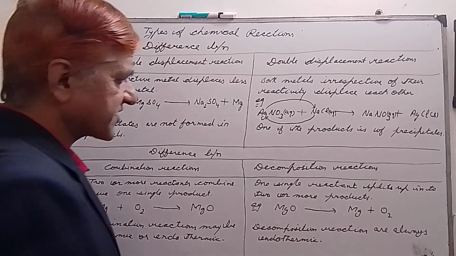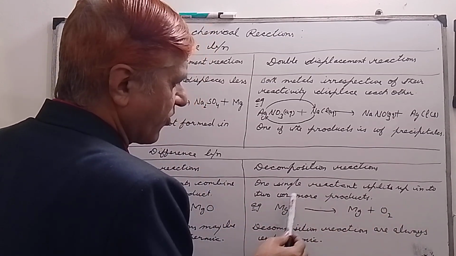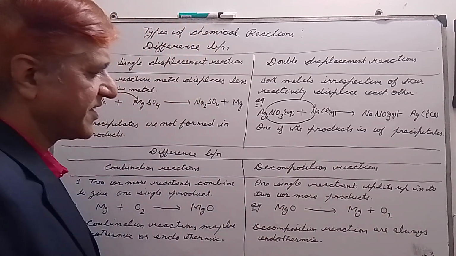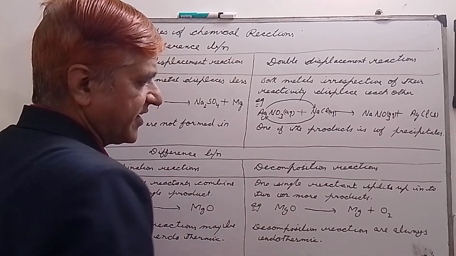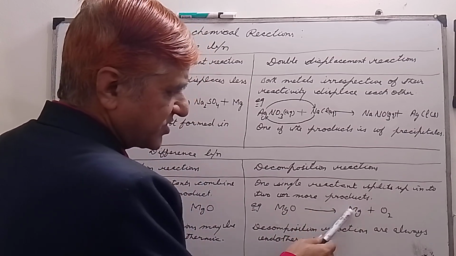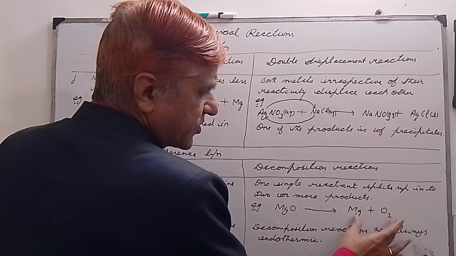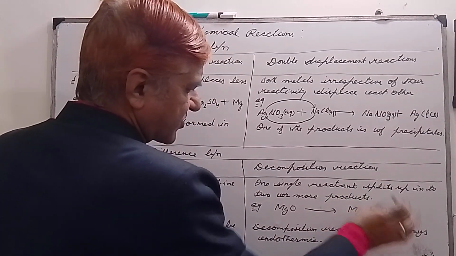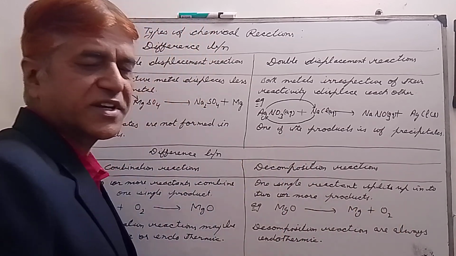And in a decomposition reaction, one single reactant splits up into two or more products. For example, we have magnesium oxide. This is a single reactant, and it is decomposing into magnesium and oxygen. So in products we have two products, magnesium and oxygen. So single reactant, two products. So this is a decomposition reaction.